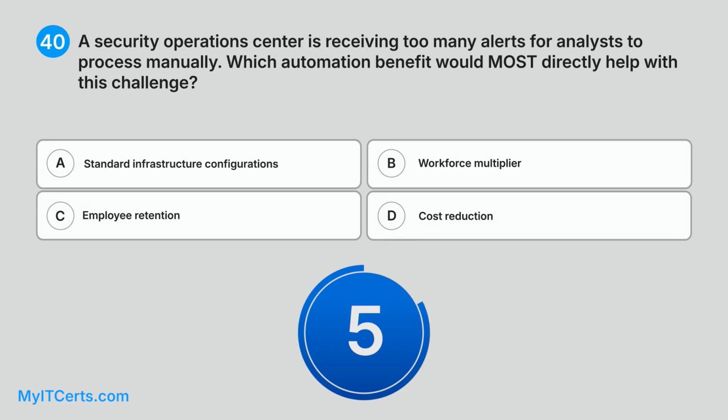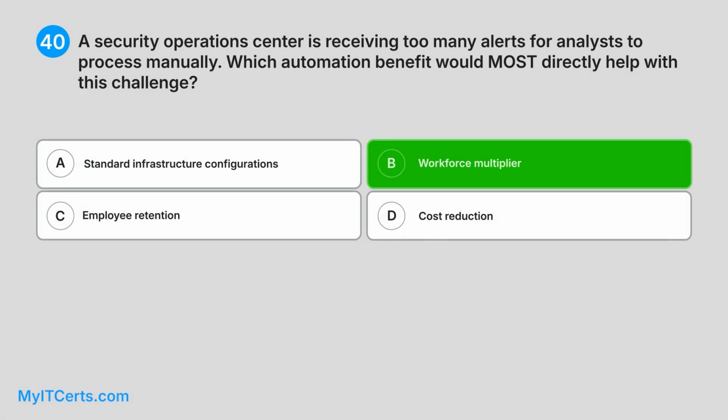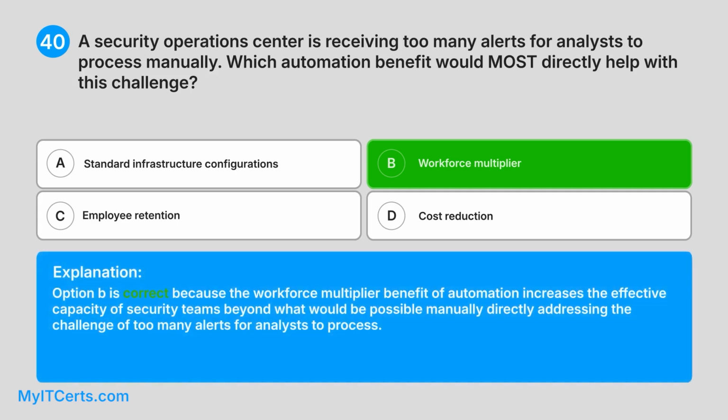What do you think is the answer? Correct answer. B. Workforce multiplier. Explanation. Option B is correct because the workforce multiplier benefit of automation increases the effective capacity of security teams beyond what would be possible manually, directly addressing the challenge of too many alerts for analysts to process.